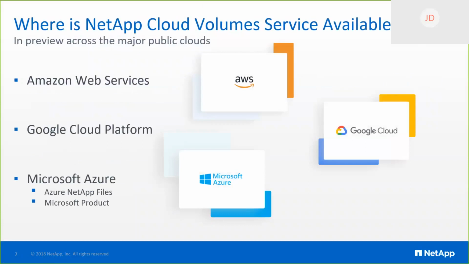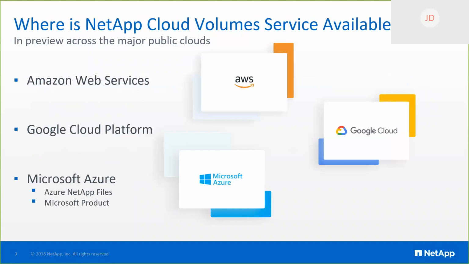Yeah, if you're familiar with NetApp's Data Fabric vision, you know that we want to help you get your data where you need it to go as easily as possible. And 3 of the very typical and most popular places where users want their data are the major public clouds: AWS, Google Cloud Platform, and Microsoft Azure. So, Cloud Volume Service is currently in preview in all 3 of these clouds.